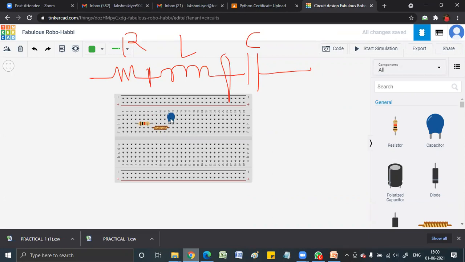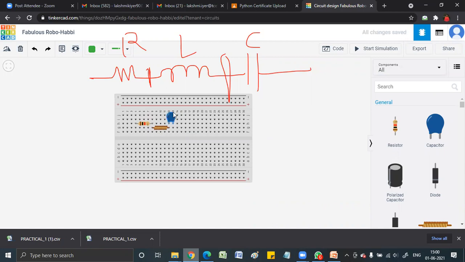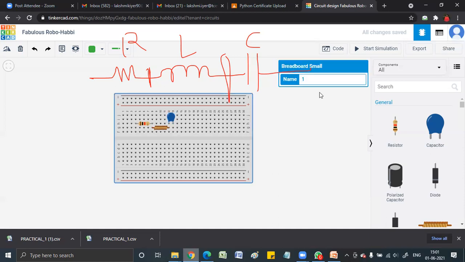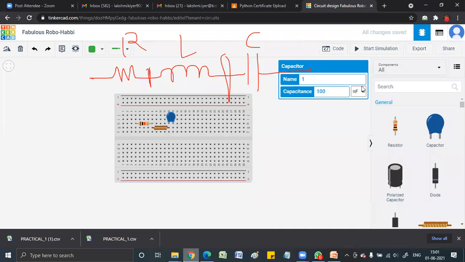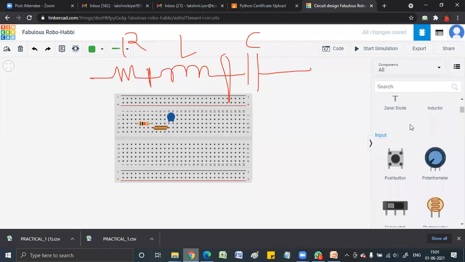What is the value of C? 0.1 microfarad. C is 0.1 microfarad. Change this, I have to make this micro. So RLC is done. Now I have to connect input and output.